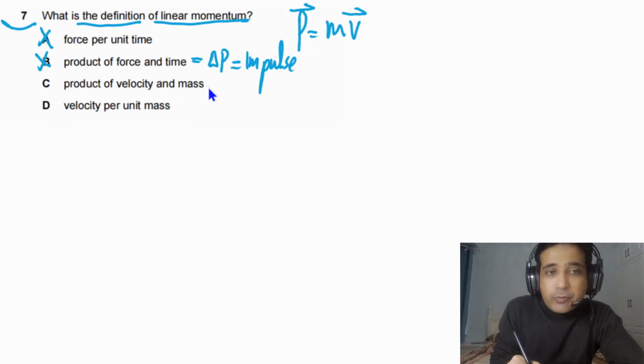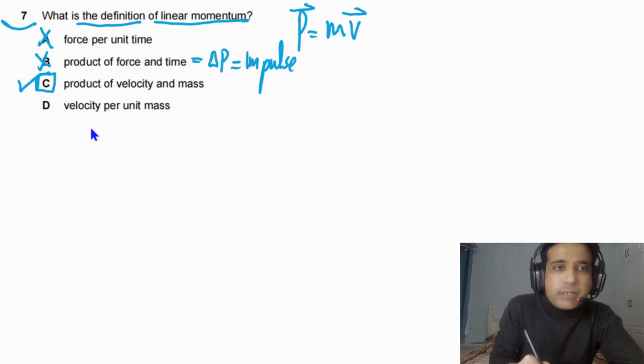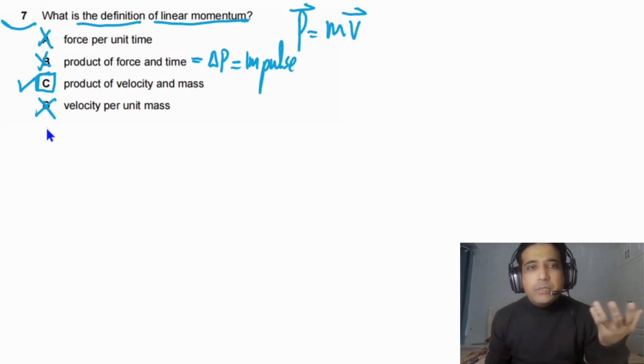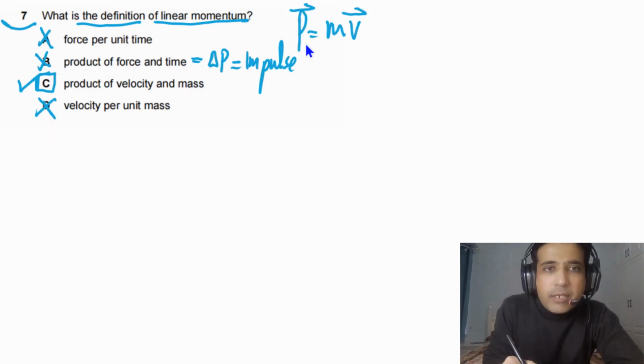Product of velocity and mass, this is the definition of momentum. So this is representing momentum, and our answer for this one is C. Velocity per unit mass is also not momentum. So the answer for this question is C. Pretty straightforward one. Simply you need to understand momentum is equal to the product of mass and velocity.